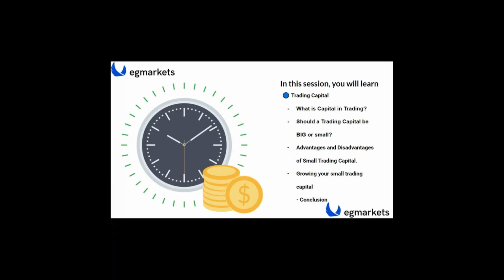Okay, now what is capital in trading? Capital in trading is the money you want to use to trade, and you should know that you are very liable to losing it. I'll have to go with EF's definition this time: capital is the money you're risking and you're willing to lose.